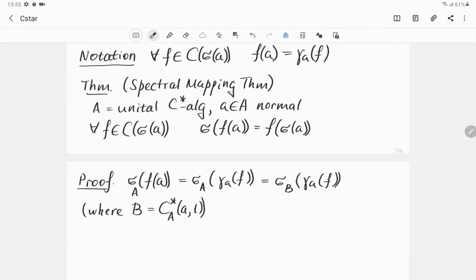But we already know that gamma is an isometric star isomorphism of the algebra of continuous functions on the spectrum onto the subalgebra B. And because this is an isomorphism, this is equal to the spectrum of f considered as an element of the algebra of continuous functions. But the spectrum of an element of the algebra of continuous functions is precisely the range of this function. So this is f of sigma of a. And that's it.